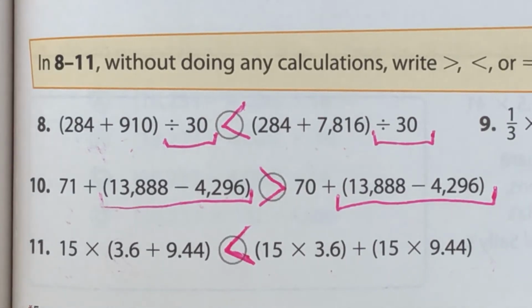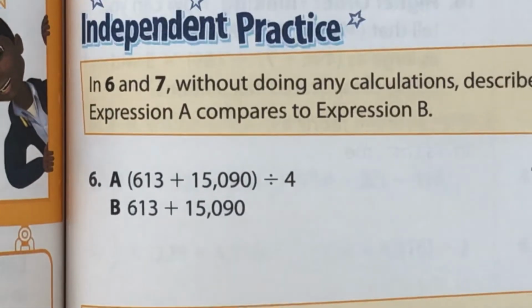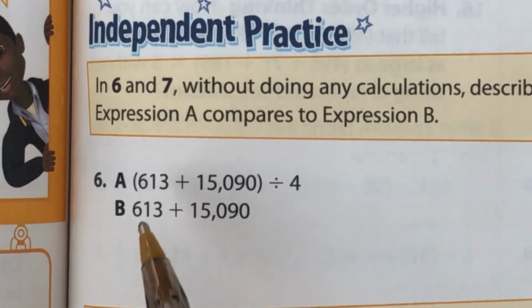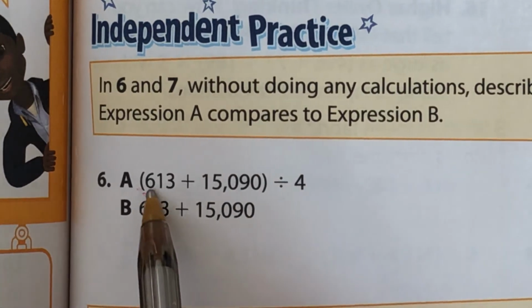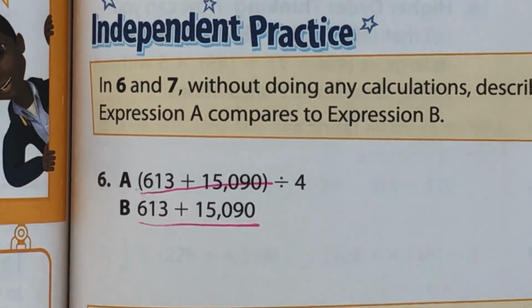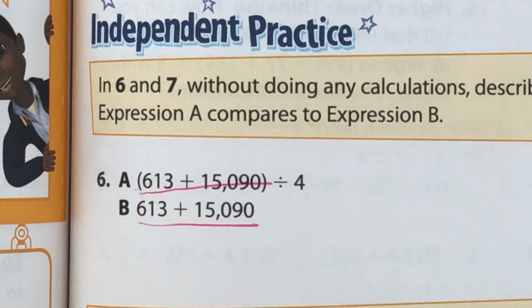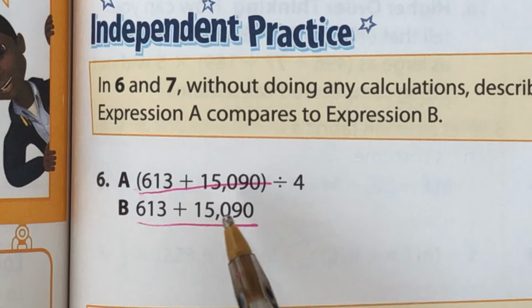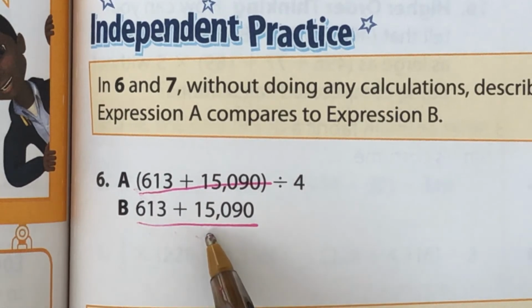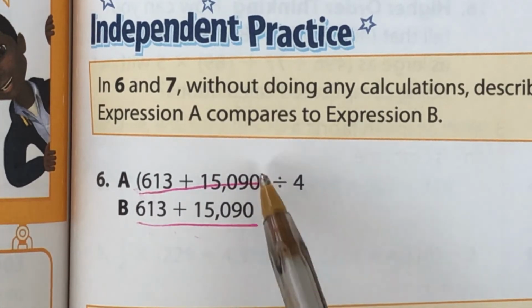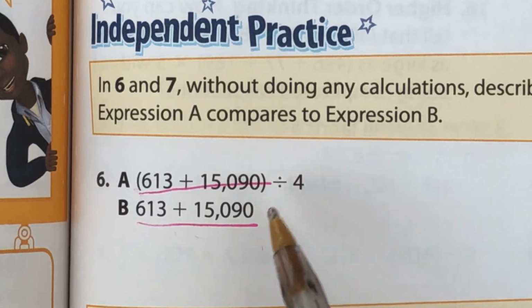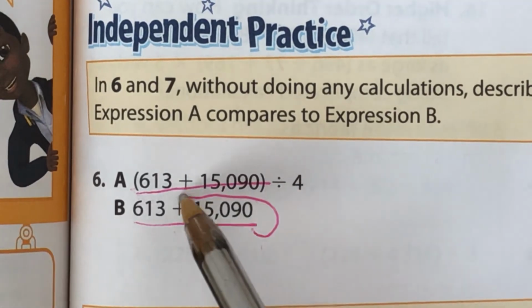All right. And really quick to end this, let's look at number 6, I'm sorry, on page 755. Both expressions have 613 plus 15,090. The first one's being divided by 4. The second one's just that 613 plus 15,090. Which expression is going to be greater? Okay. If this one's being divided by 4, then that means that this one is going to be greater.